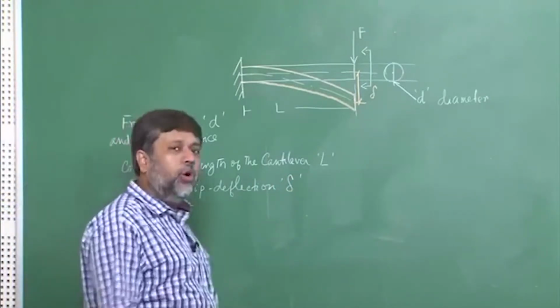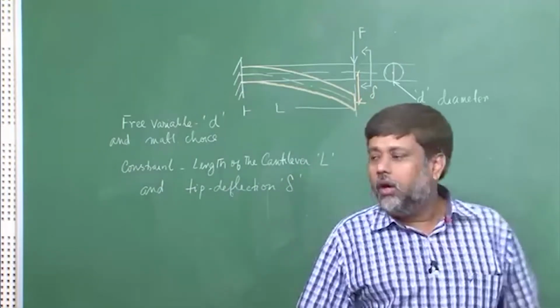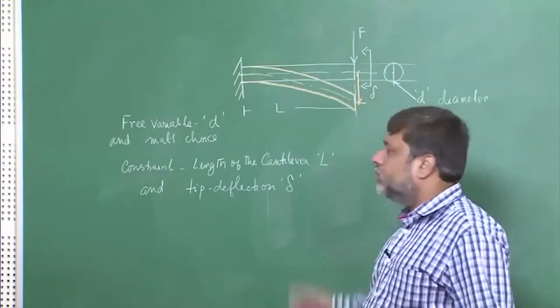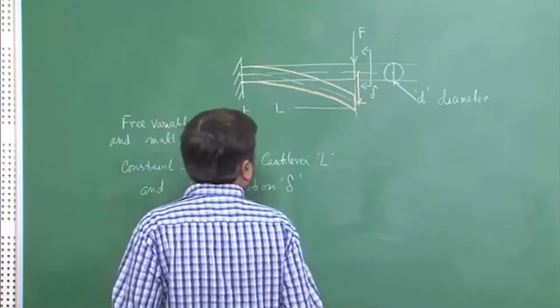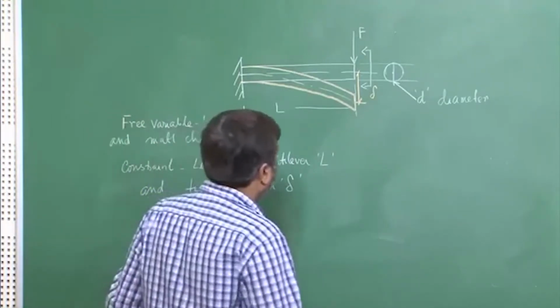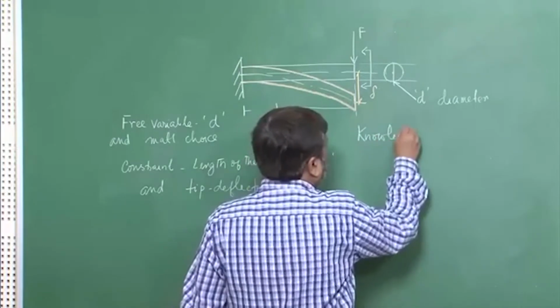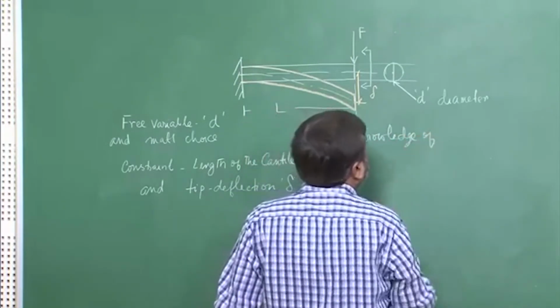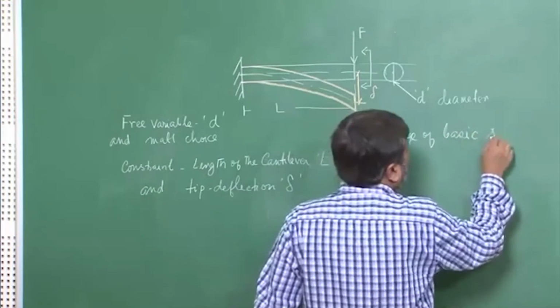If the deflection is too high, then that cantilever beam will be unusable, and if the length changes, then also functionally it becomes unusable. Of course, the force F it has to carry. Now, let us apply our knowledge of basic strength of materials.